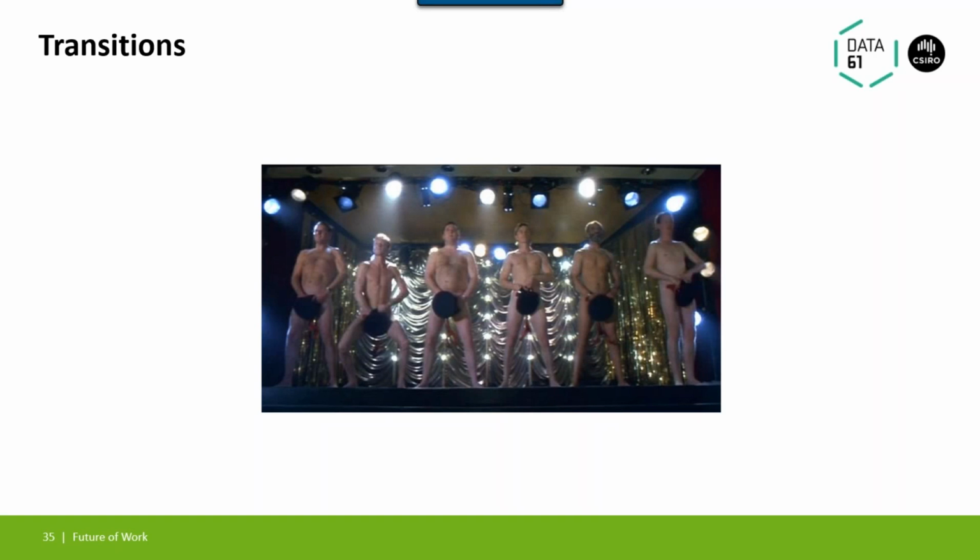Some of you may recognise the lovely image on the slide at the moment. This is from the film The Full Monty, which is about workers who lost their jobs in the mines and ended up trying to find a new source of work as male strippers. The point here is we don't want people to make choices like that.